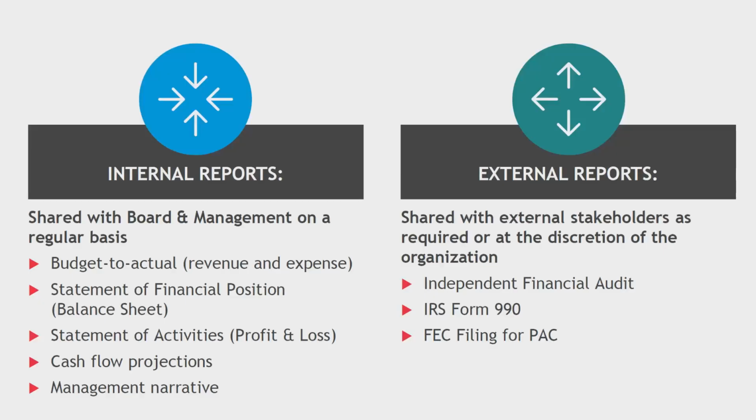Nonprofit financial reports serve dual audiences. Internal reports, including budget to actual comparisons, financial statements, cash flow projections, and management narratives, equip your board and leadership with insights for strategic decisions. External reports, like audits, Form 990s, and FEC filings demonstrate accountability to funders, regulators, and the public. Together, these reporting mechanisms ensure transparency and guide your organization towards sustainable financial health while meeting compliance requirements.